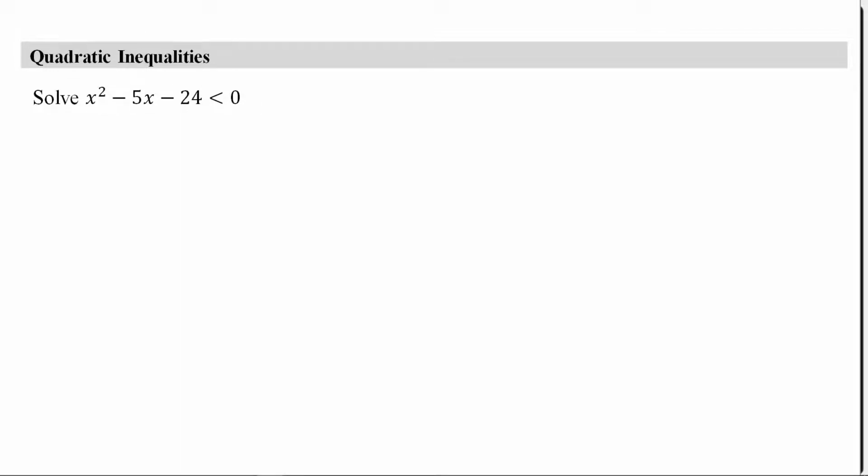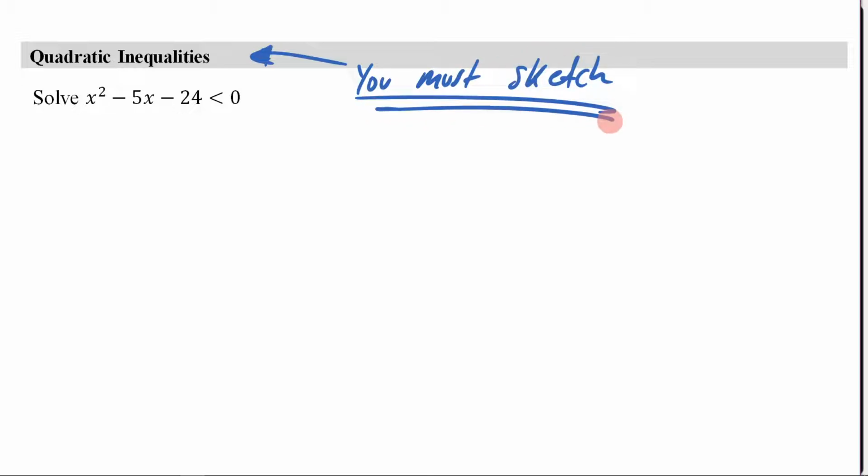The next thing we have to do here is talk about quadratic inequalities. And this again is just a bit of a blast from the past. So how do you solve a quadratic inequality? This is where I want you to say, you must sketch it. You remember this all the way back from ECP. Whenever you've got a quadratic inequality, you must sketch it. You must sketch quadratic inequalities.